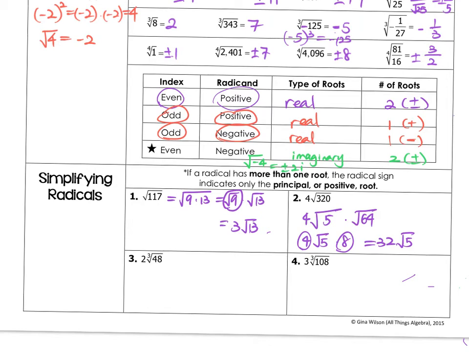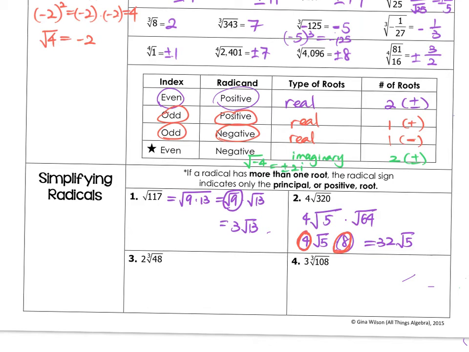So in other words, when you have coefficients for radicals, just treat them just like how you treat variables. You treat the coefficients together. You multiply the coefficients together in this example.